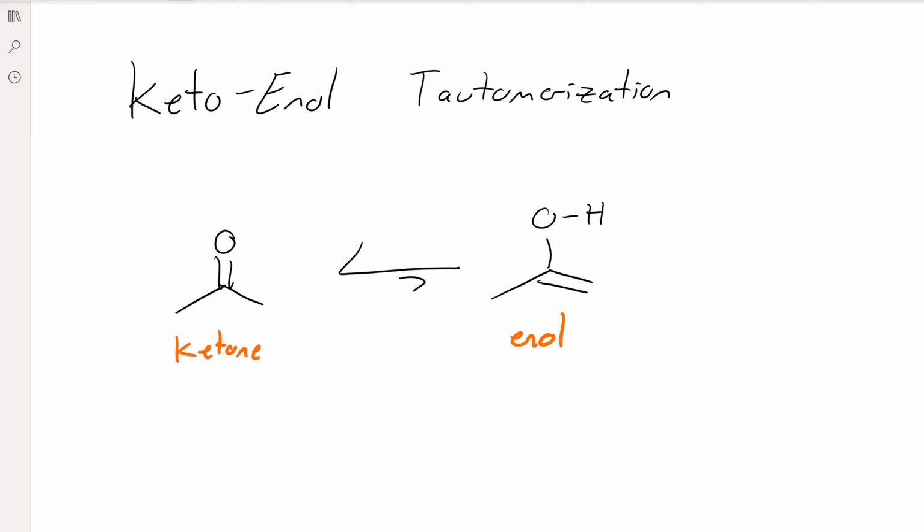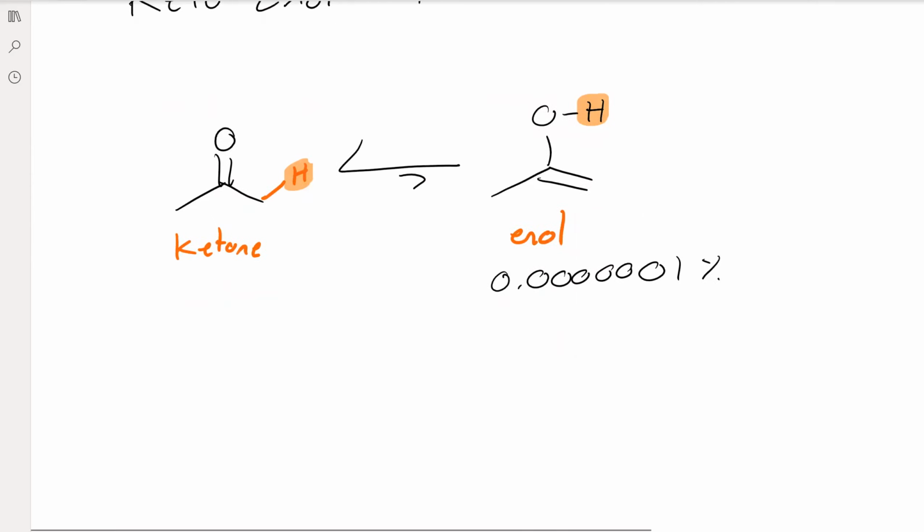Note that these compounds are different from one another, right? Basically this hydrogen goes from being down there to being attached to this oxygen. In general, the ketone form is much more favored over the enol form. For example, in equilibrium, this enol forms at about 0.6... 1%, right? So it's a very small amount.